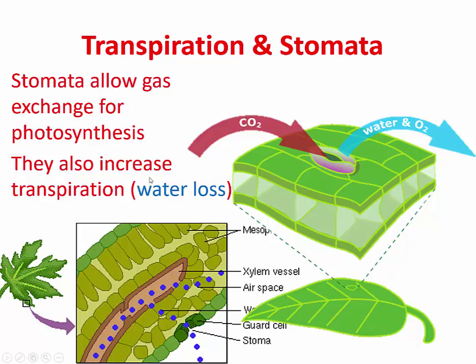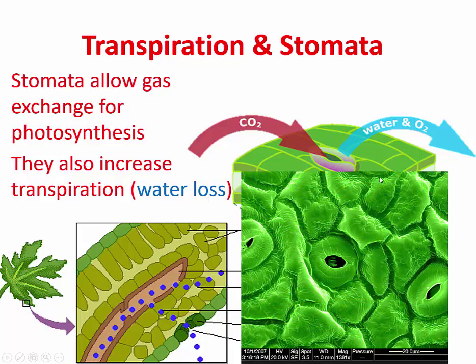So they allow for gas exchange within photosynthesis, but also they increase transpiration. They're literally openings in a leaf, so water can easily leave through those openings. Here's another pretty cool high-res shot of stoma or stomata.